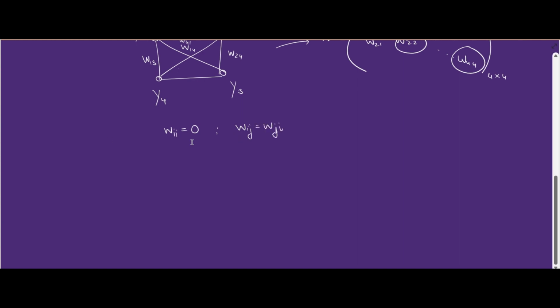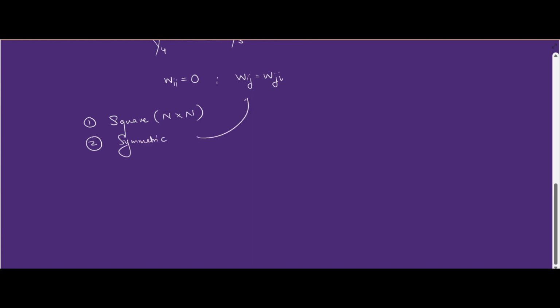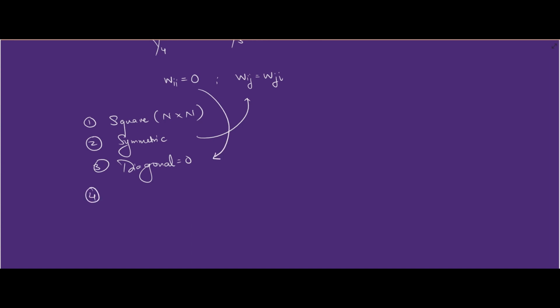So if I write the properties of these weight matrices in the Hopfield networks, then first of all, the weight matrix is a square matrix of the dimension n cross n. Second, it is symmetric, just like this. Third, the diagonal elements are always equal to 0. And fourth, all elements of the weight matrix are real.